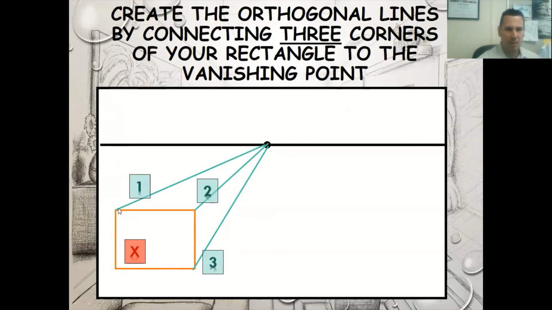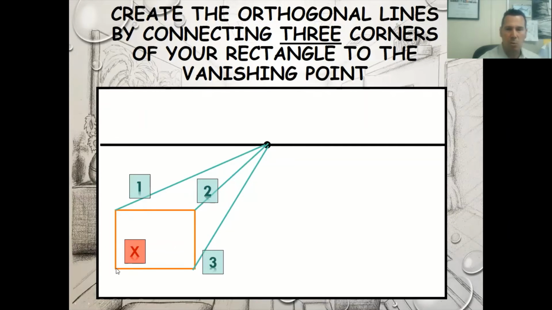This one over here. Draw this line very lightly because later we're going to erase most of this line, especially right back here. So draw this line very lightly. Draw that orthogonal line, number 1. This corner right here, number 2, draw that orthogonal line all the way back to the vanishing point. Draw your third orthogonal line from this point here of the rectangle all the way back to the vanishing point. Very, very lightly. Remember, we're going to erase most of this.